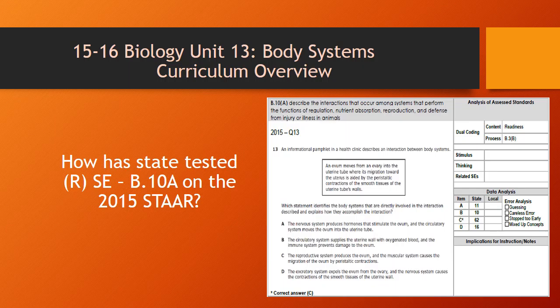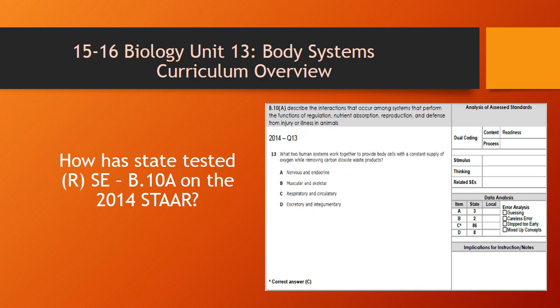So this SE is assessing the reproduction interactions that are occurring among systems and the function of reproduction in this question. The correct answer to the question was C, in which 62% of the students in the state got that question correct, and it is again a readiness standard, which is also dual coded with a processing skill 3B.